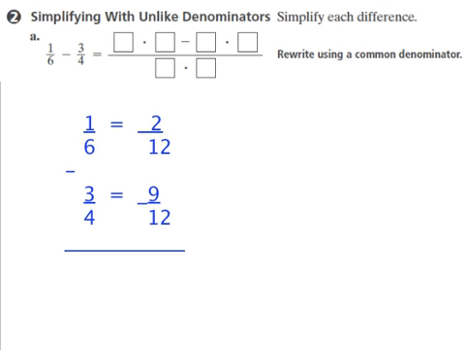Now, prior to this year, you didn't deal with negative fractions. This year we're going to have them. 2 minus 9 is negative 7. So our answer is negative 7 twelfths.